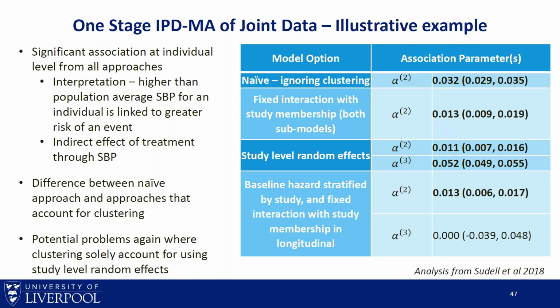The individual level association parameters are always positive and significant, indicating that in our meta-analysis, a higher longitudinal outcome, so a higher systolic blood pressure, an individual with a greater than population average systolic blood pressure is at higher risk of having an event. So we've seen from the longitudinal treatment effect that we have a significant treatment effect, that treatment reduces blood pressure. We've also seen that we have a significant relationship between the 2 outcomes.